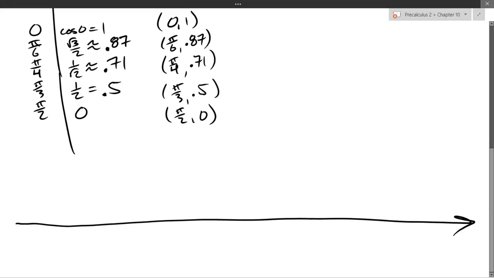So there's our x-axis. Here's our y-axis. Now I'll say that's 1. We know we're not going to go past 1 and past negative 1, so I don't need much y-axis right there. I'm going to need a lot more x-axis.